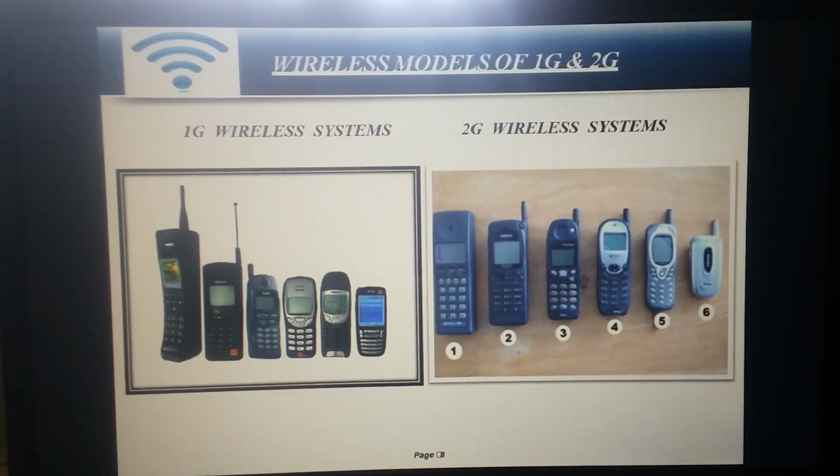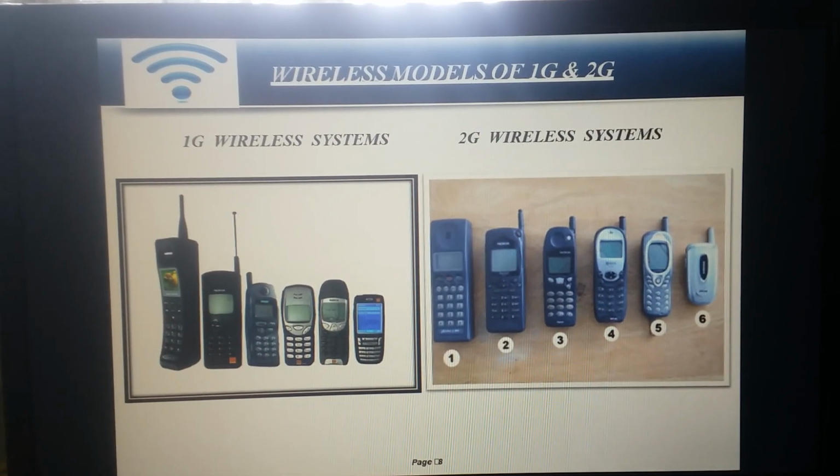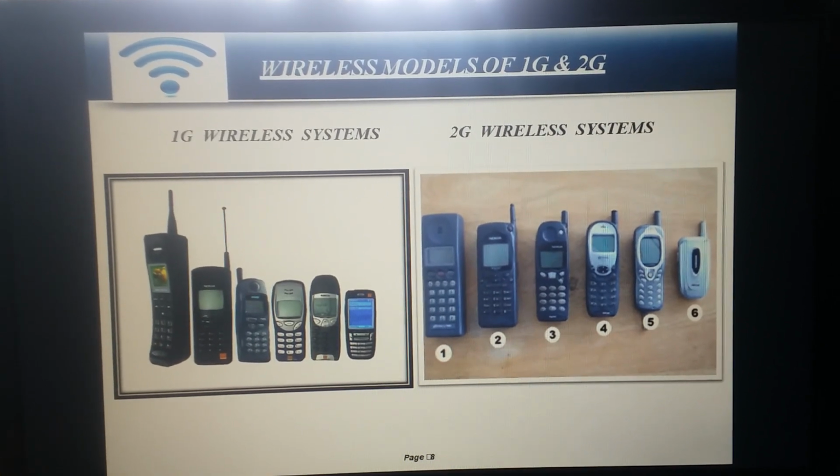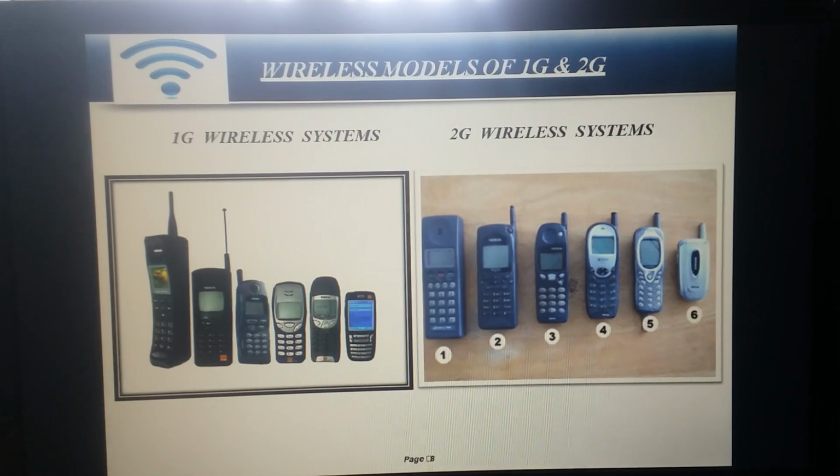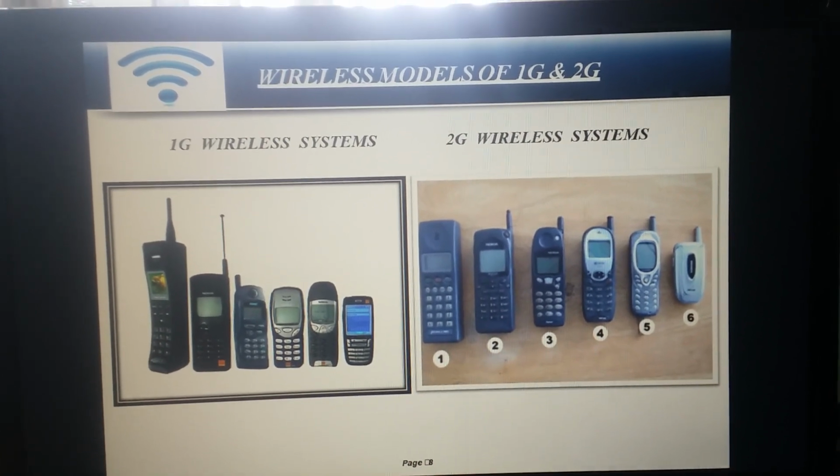And next comes the wireless models of 1G and 2G. You can easily understand the type of hardware used for the first generation and the second generation wireless systems.